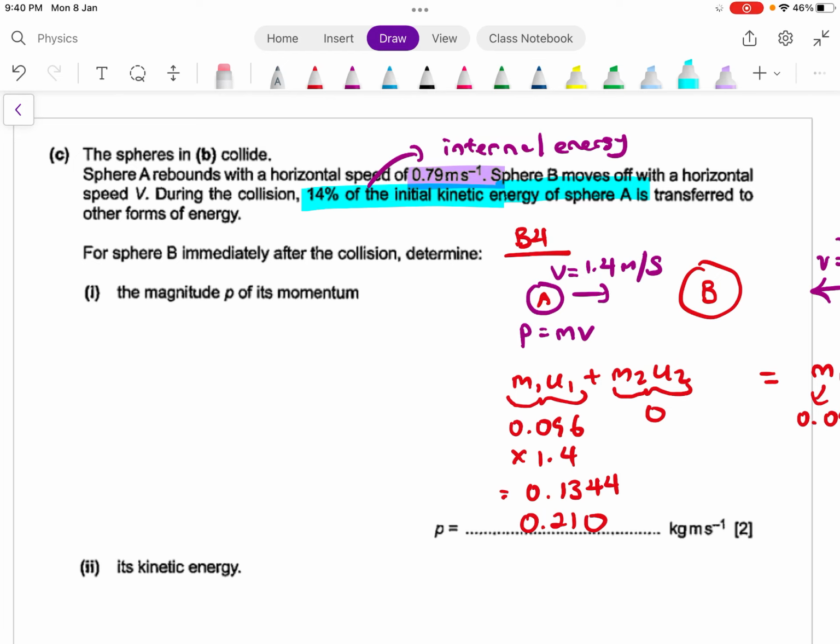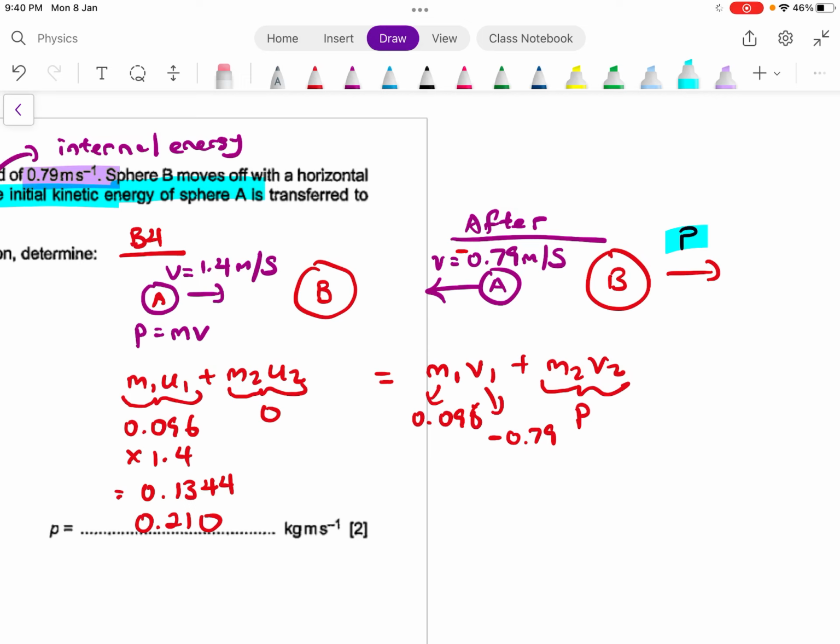For this one, we simply use the principle of conservation of momentum. Before collision, the total momentum is the momentum of sphere A plus the momentum of sphere B. Sphere B is stationary, so you just put 0. Sphere A you can calculate to be 0.096 multiplied by 1.4 metres per second. So the momentum before collision of sphere A will be 0.1344. What about after collision? After collision, sphere A rebounds with a speed of 0.79 metres per second, meaning that you need to put a negative sign on it.